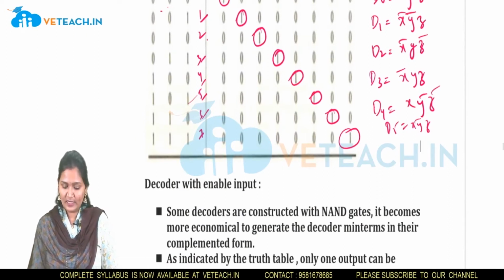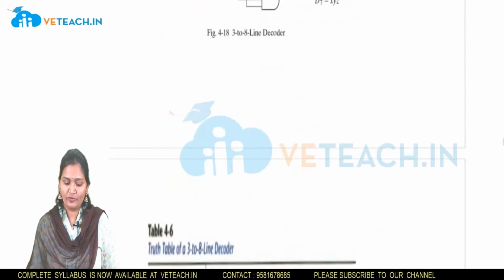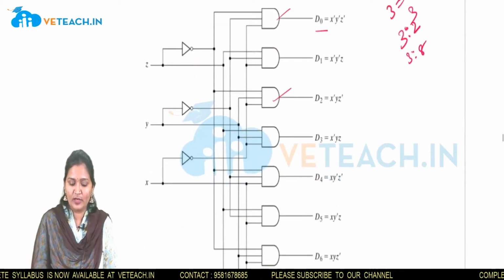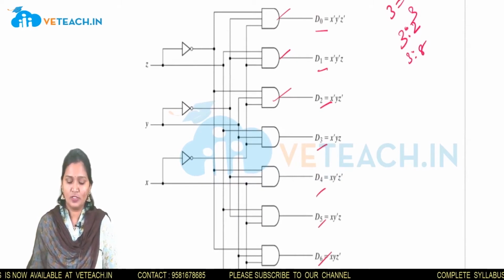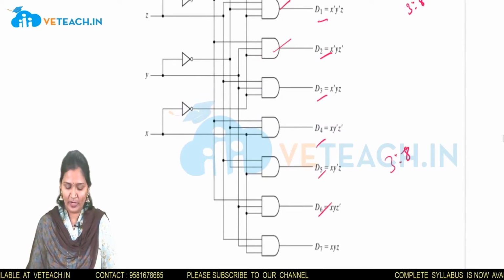So likewise we need AND gates because these are the product terms. So for D0 I have used one AND gate, see here, D1, D2, D3, D4, D5, D6. So likewise I have drawn the 3:8 line decoder, which is very important.